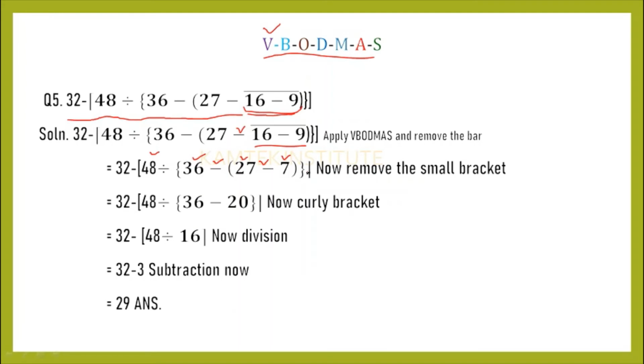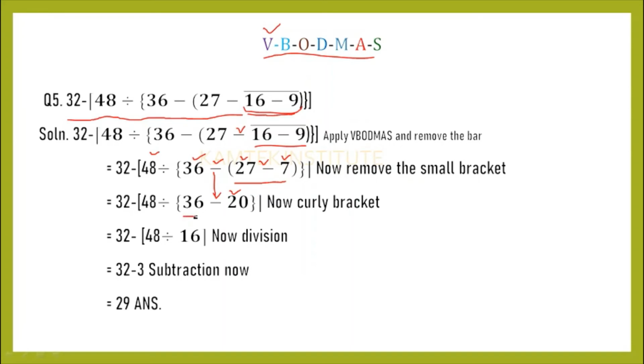Bar is gone now. Next step, we're going to open the small bracket by doing the operation of subtraction inside this bracket. We write down 32 minus large bracket 48 divided by curly bracket 36, and this minus sign comes over here, and 27 minus 7 is 20. So the small bracket is gone, we are left with the curly bracket and the large bracket.